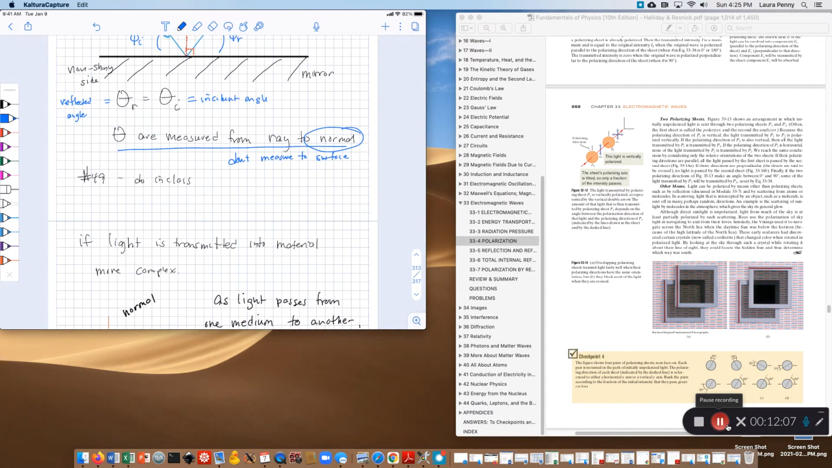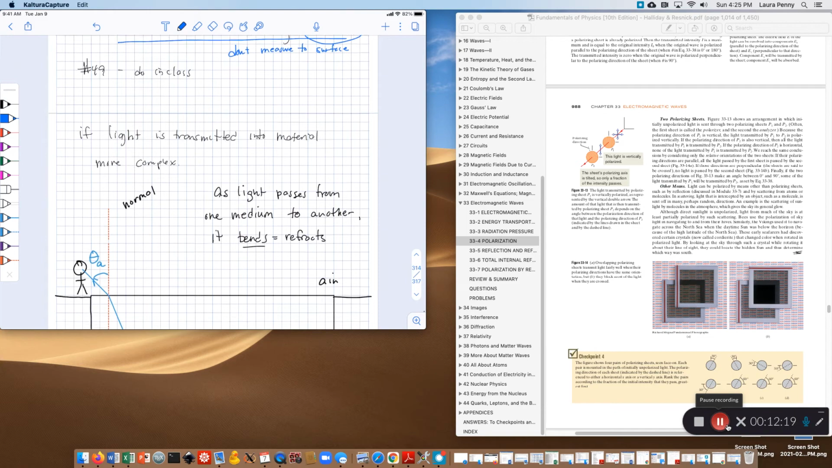Number 49 is the problem I'm going to have you guys do with this. I'm not going to do it here. I'm going to probably do that in class. By the way, the first lab that we do on light is going to use the law of reflection and law of refraction. So we'll do some of these in lab as well.